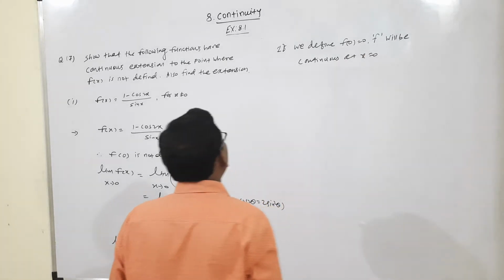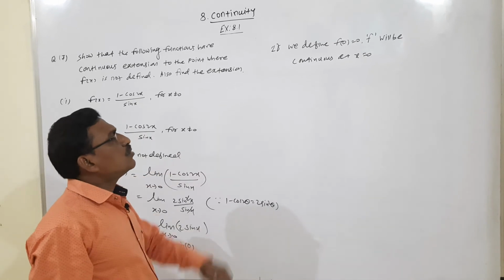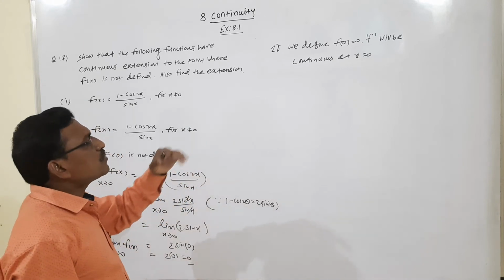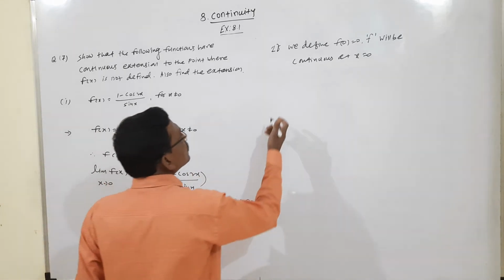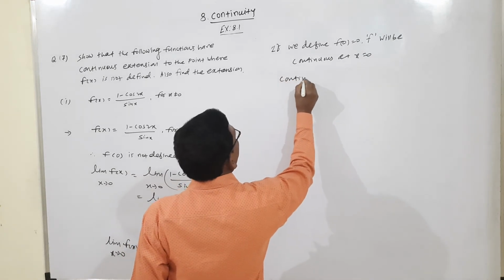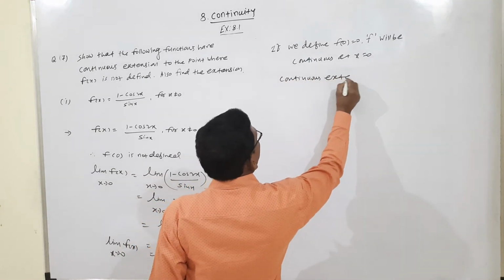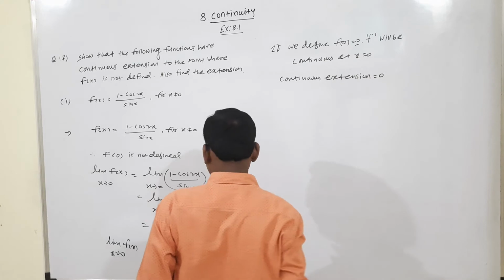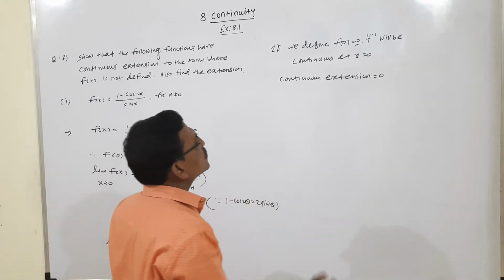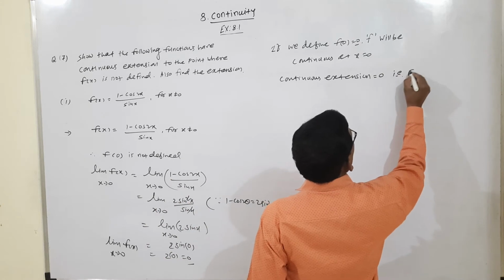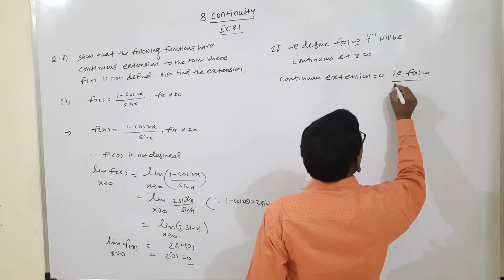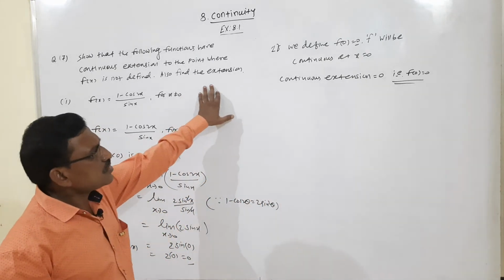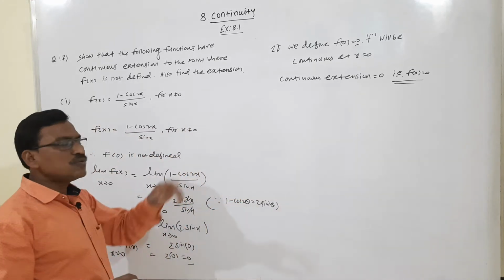If we put the function value at that point equal to 0, then the given function is continuous at x equal to 0. So the continuous extension is equal to 0. Continuous extension is 0, that is f of 0 equal to 0. Hence we find the extension here, the continuous extension, f of 0 equal to 0.